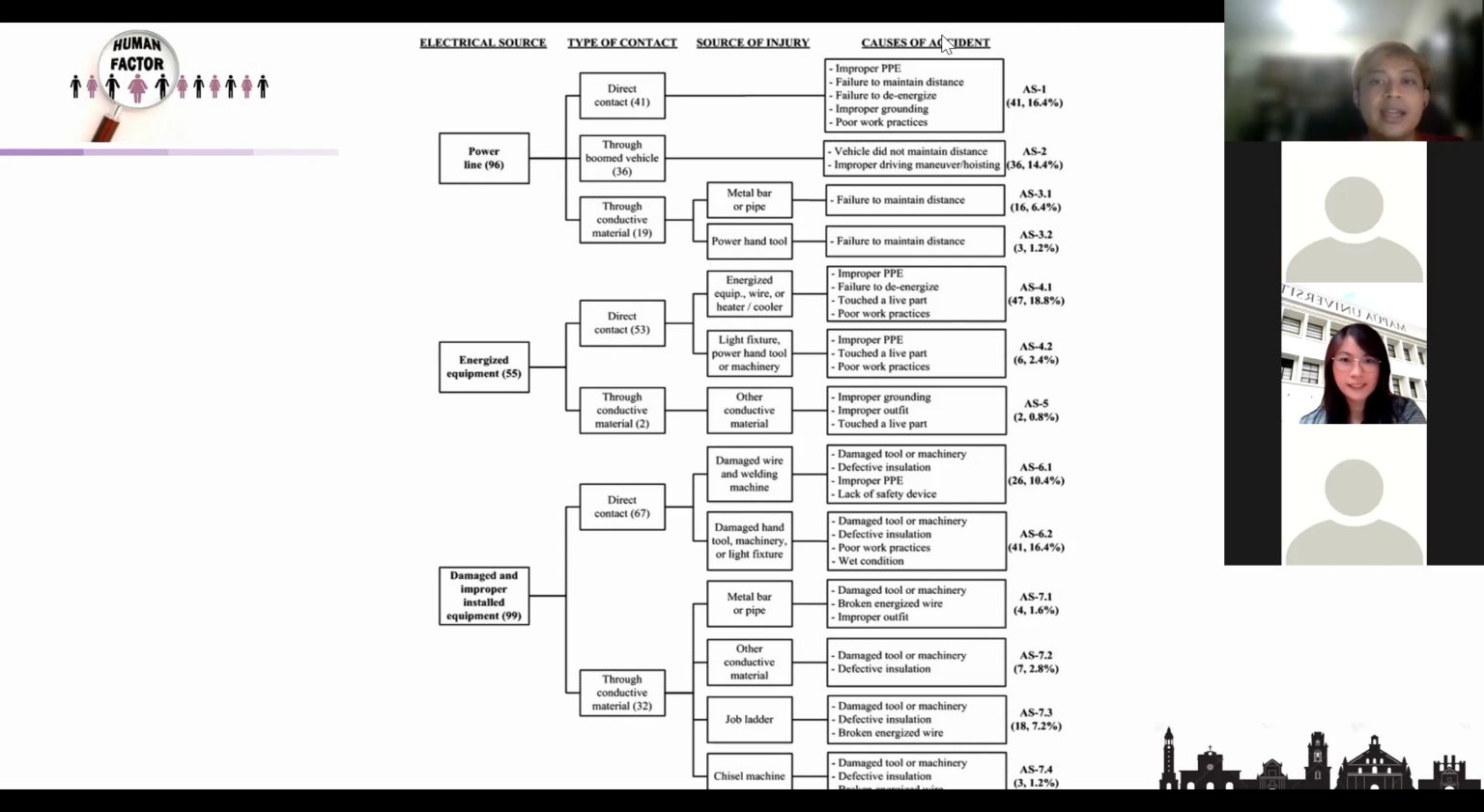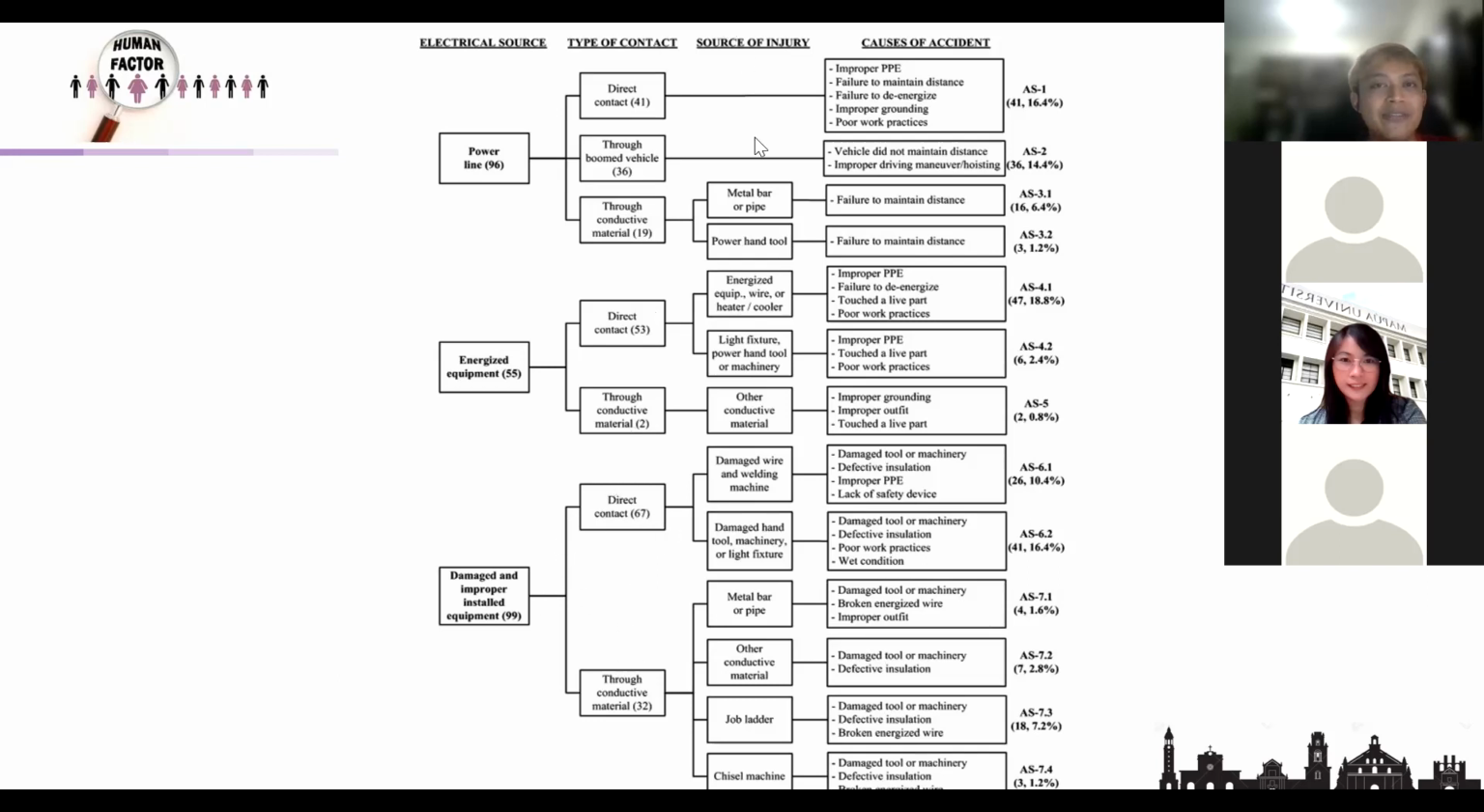In general, we can make the classification scheme at the beginning: electrical source, type of contact, source of injury, and causes of the accident. For the electric source, there are three: the power line, energized equipment, or damaged and improperly installed equipment. The type of contact can be direct, indirect, or just conductive, for example through a vehicle or through conductive material. So later on you can classify into these.